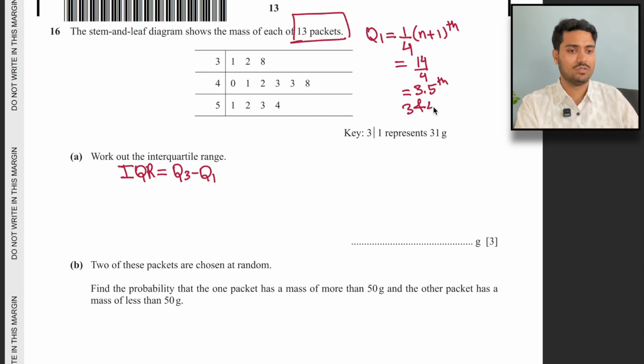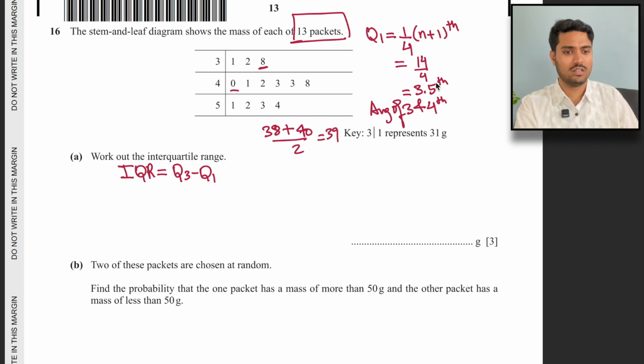That means the average of the third and fourth. What is third? 1, 2, 3. Third is 38, plus fourth is 40. 38 plus 40 by 2, that is 39. That means the Q1 value is 39. Now we have to find the Q3 value.